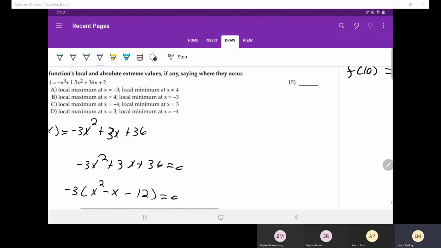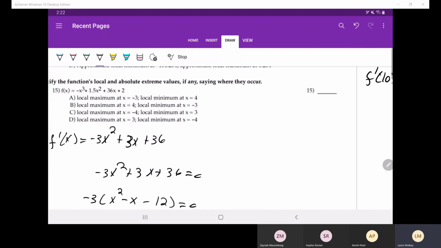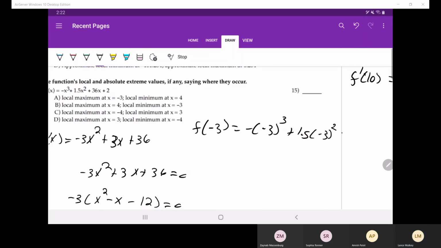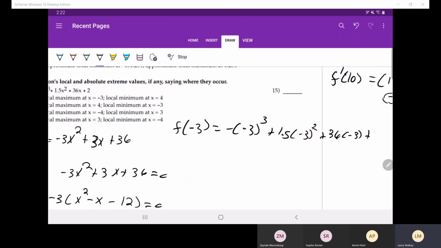So now that you have your critical points, you go back up to the original equation. You have f, and you plug in your critical points to find your local mins and max. So f of negative 3 equals negative times negative 3 cubed plus 1.5 times negative 3 squared plus 36 times negative 3 plus 2. This is a doozy. Equals negative 3 cubed is negative 27. So negative times negative, so it's 27 plus 1.5 times negative 3 squared, so it's 1.5 times 9.